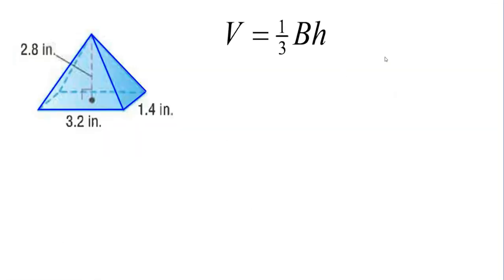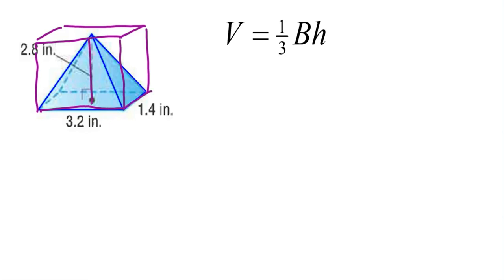So here we're going to look at this pyramid and try to find its volume. Again, just imagine that we're trying to find a prism. It's a crude drawing here, but the prism that this would fit inside of would have a length, width, and height of 3.2 inches, 1.4 inches, and 2.8 inches. So now if I find the volume of that prism and take 1/3 of it, that will tell me the volume of the pyramid that fits inside of it.